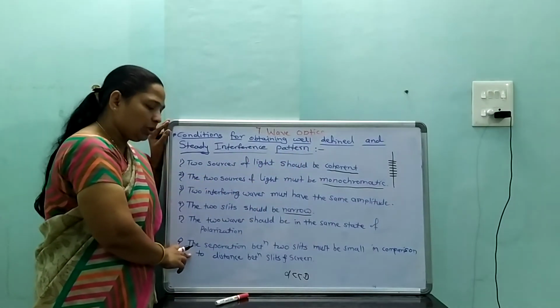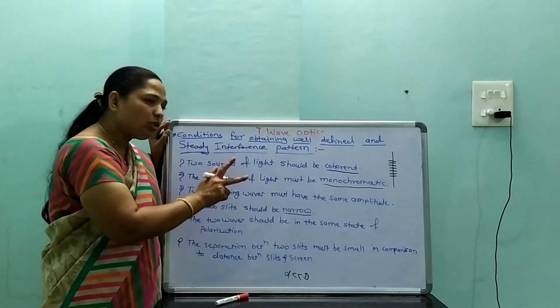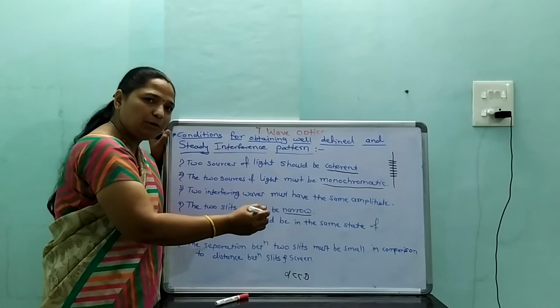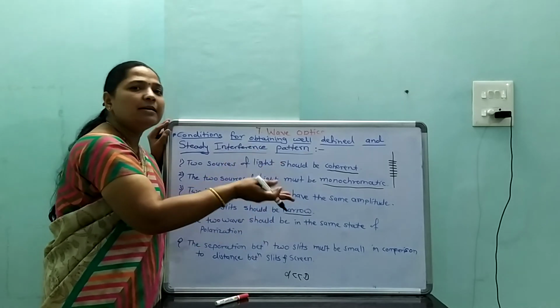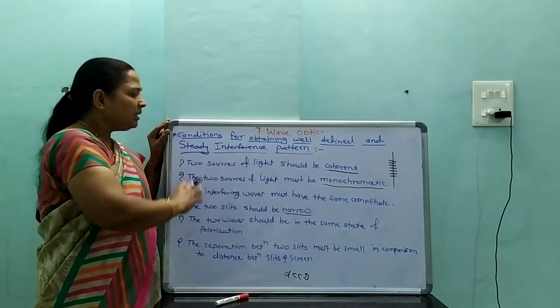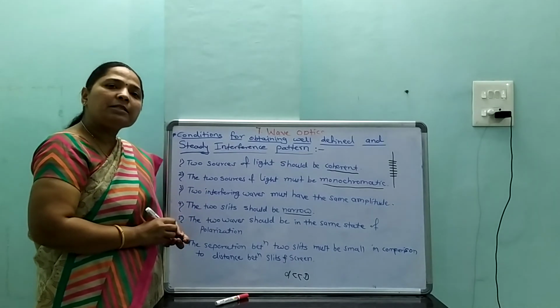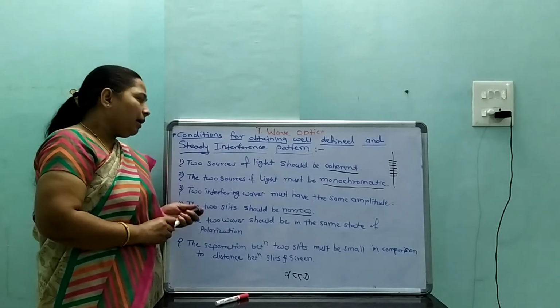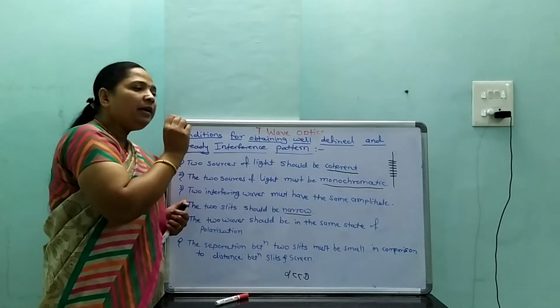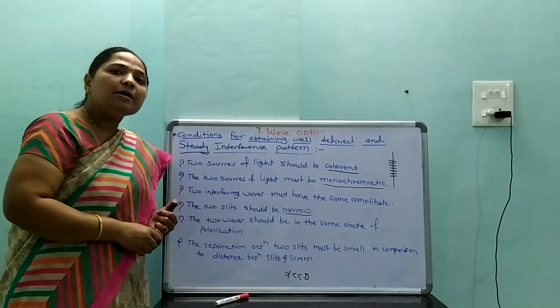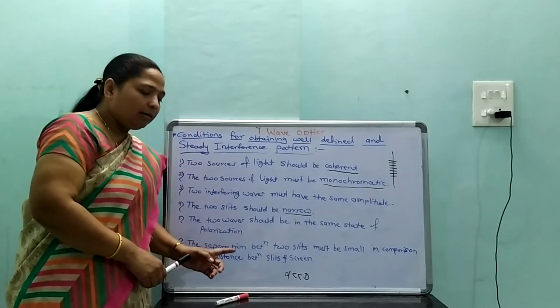And the sixth condition, the separation between the two slits is very small as compared to the distance between slits and screen. These are the 6 conditions to obtain a well-defined and steady interference pattern. These are the required conditions.